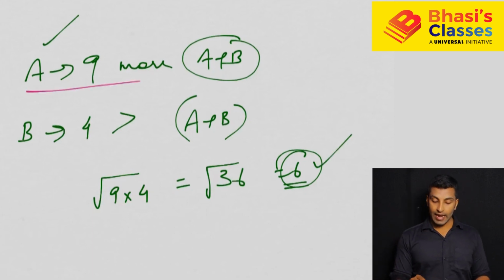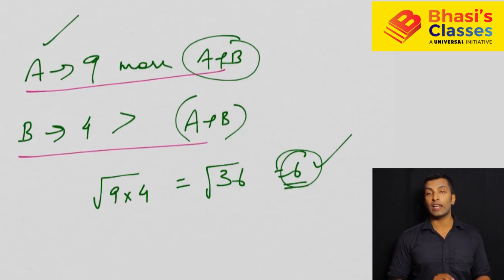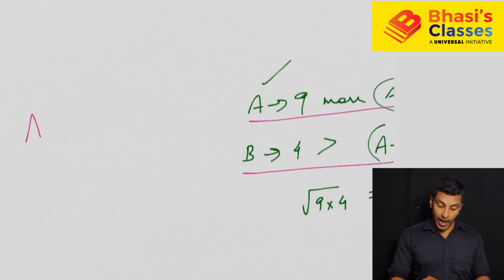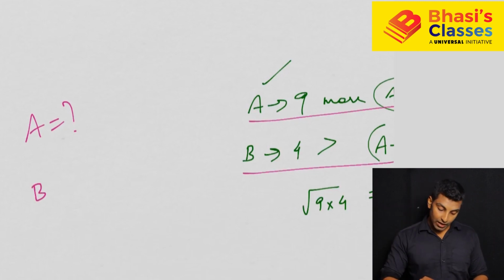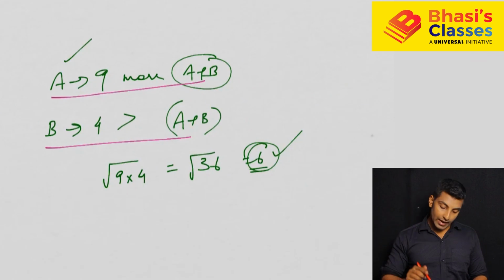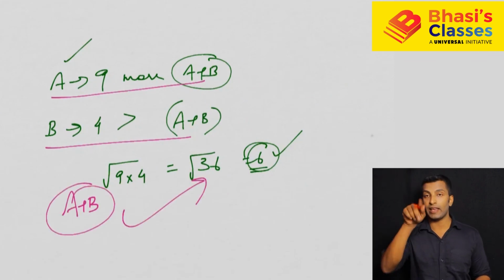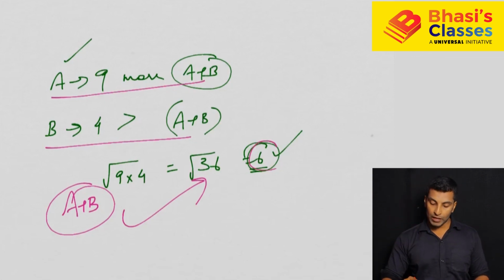See, A takes 9 days more than A plus B, B takes 4 days more than A plus B. I can ask about how many days A takes, or I can ask about how many days B takes. You understood? So first what I need to do is find A plus B working together. That I can find easily just by taking root of the product. 9 into 4, 36. So I got A plus B: in 6 days they complete the work.